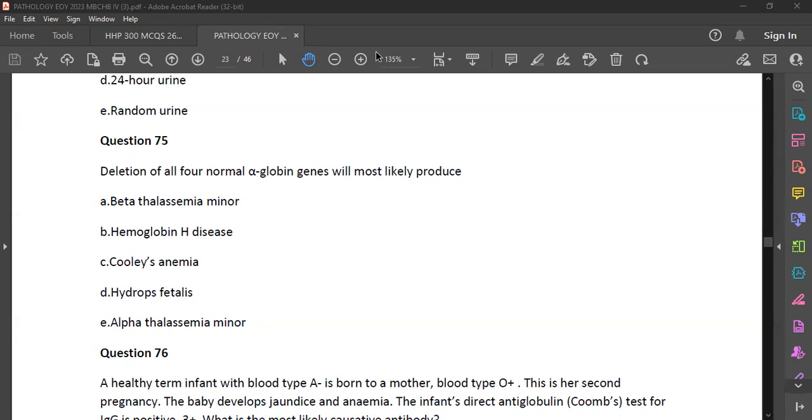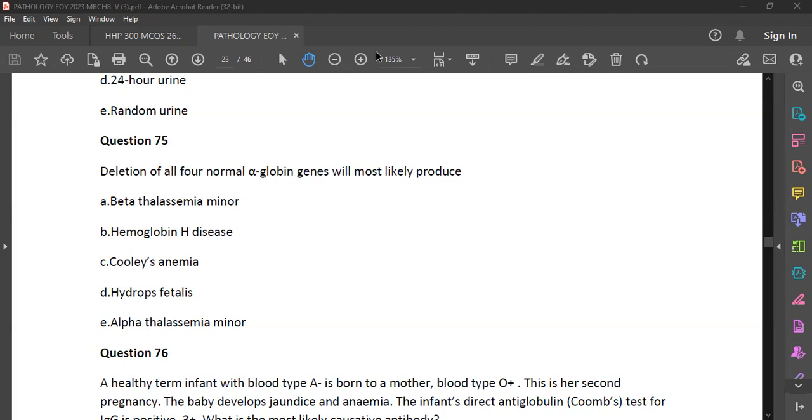For beta thalassemia, you only have two genes, unlike alpha, which is four. So if you're having one deleted, you're going to have a beta thalassemia minor. And if you're having two, you're going to have the beta thalassemia major. For beta thalassemia major, another name is Cooley's anemia. Beta thalassemia minor still presents with microcytic hypochromic anemia, and beta thalassemia major is going to present as a hemolytic anemia.